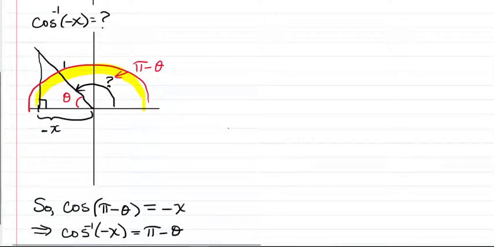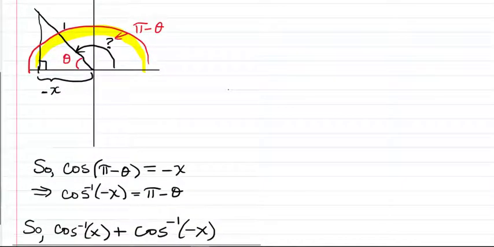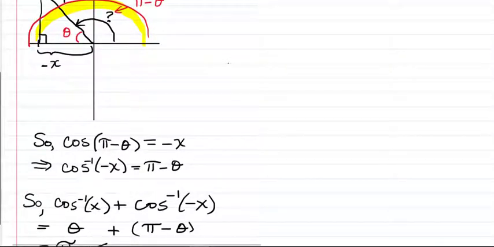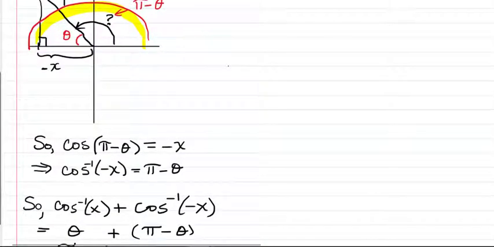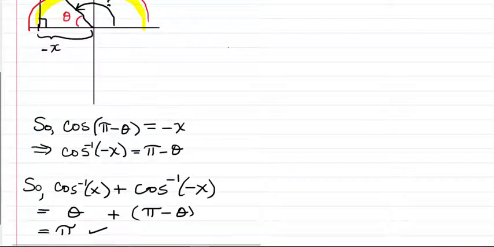All right, so back to the statement we're trying to prove. We need to know what the inverse cosine of x plus the inverse cosine of negative x is. Well, we just figured out that if the inverse cosine of x is theta, then the inverse cosine of negative x is pi minus theta. And theta plus pi minus theta is equal to pi, which is what we were trying to prove.